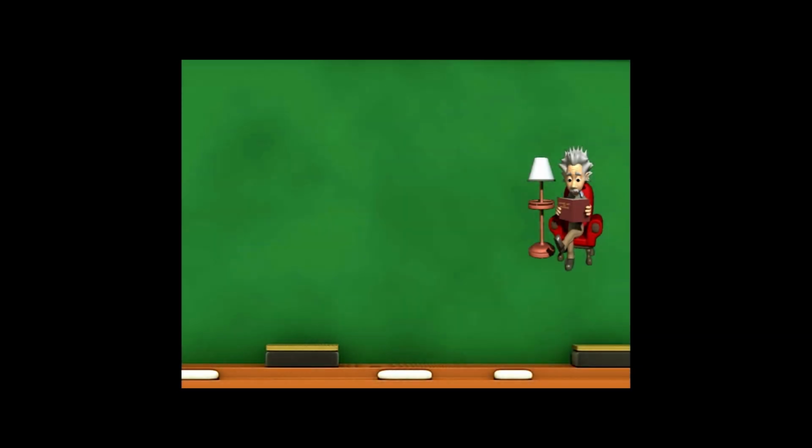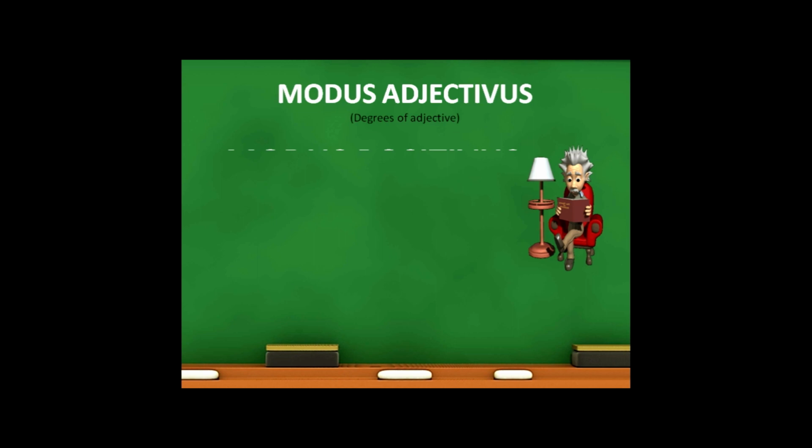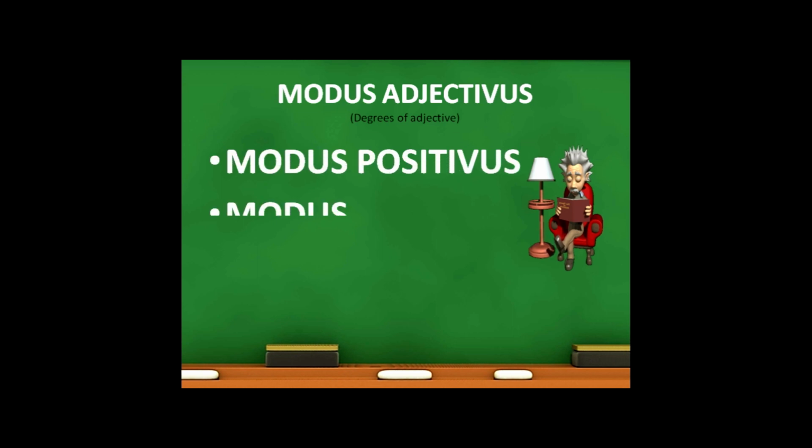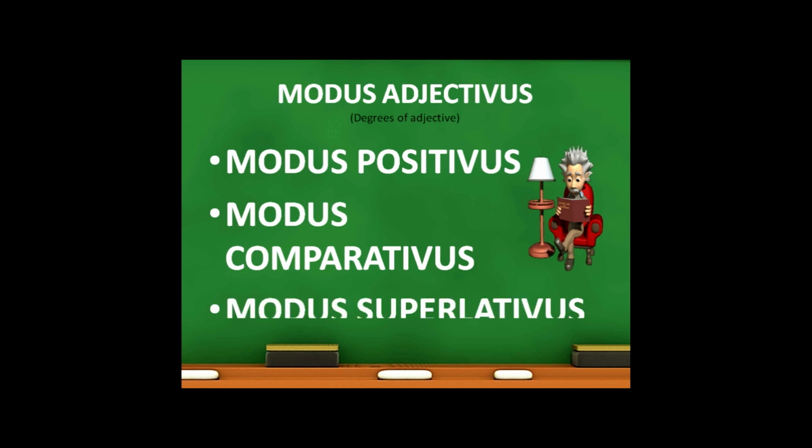Modus adjectivus, degrees of adjective. A Latin adjective, as well as an English adjective, has 3 degrees of comparison: modus positivus, positive degree; modus comparativus, comparative degree; and modus superlativus, superlative degree.